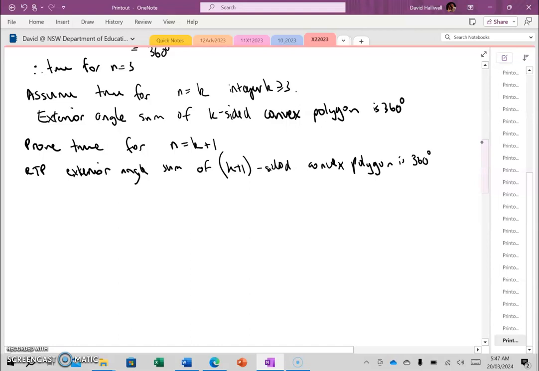Now here comes the diagram, which is the key part to the induction, and you need to work out a nice way of drawing this diagram. Remember to draw a k-sided polygon. I'm going to draw the assumption first, and then I'm going to draw the RTP. So I'm going to draw a k-sided polygon first. Okay, let's draw like this. I'm going to draw the external angle like that.